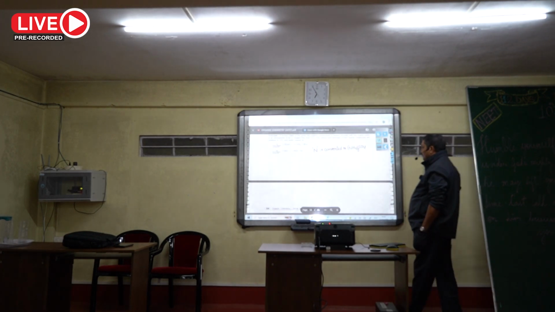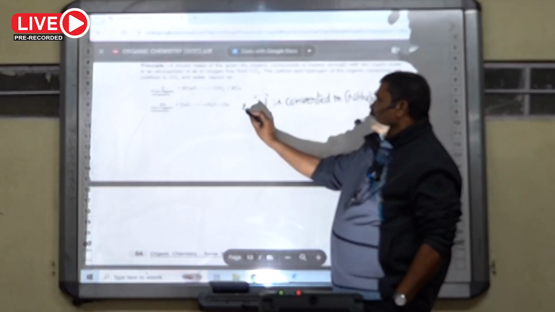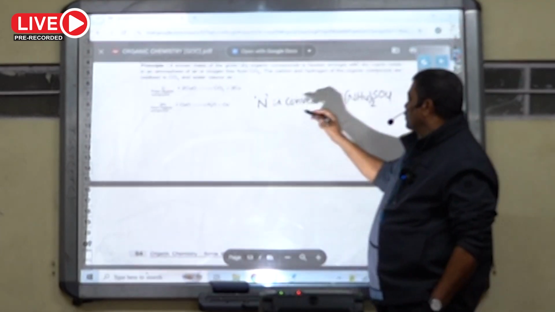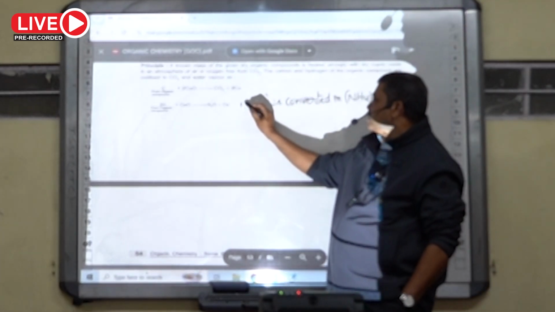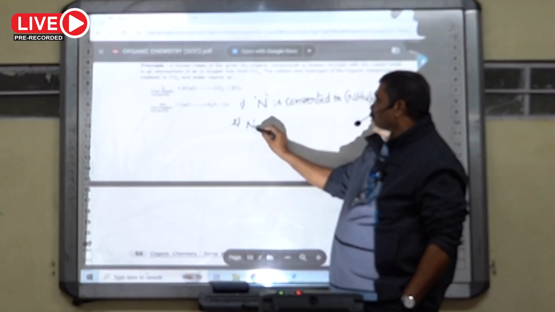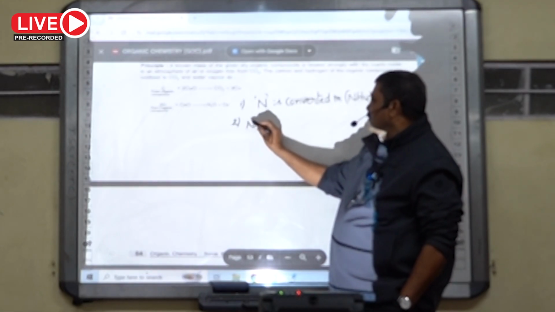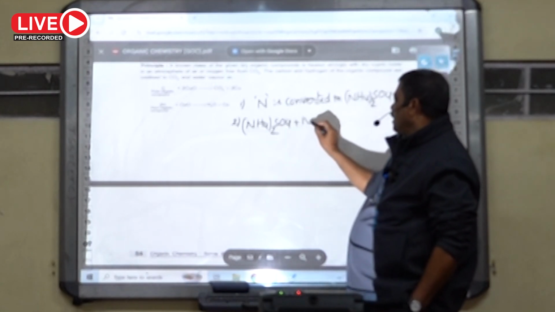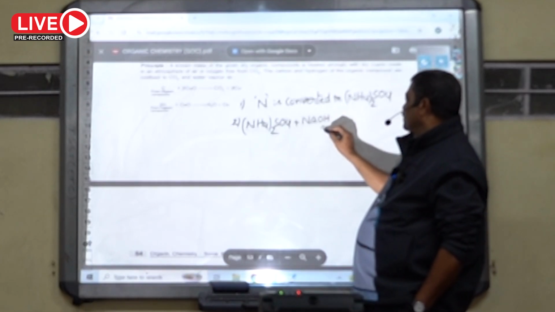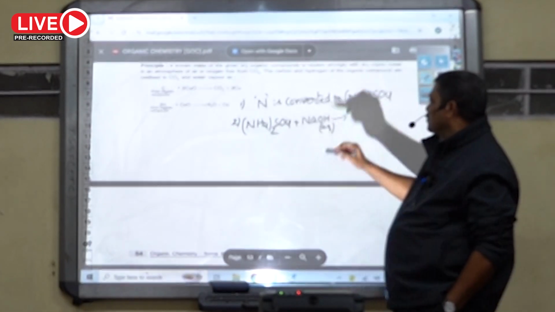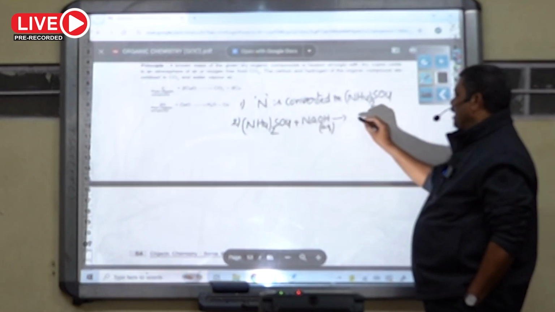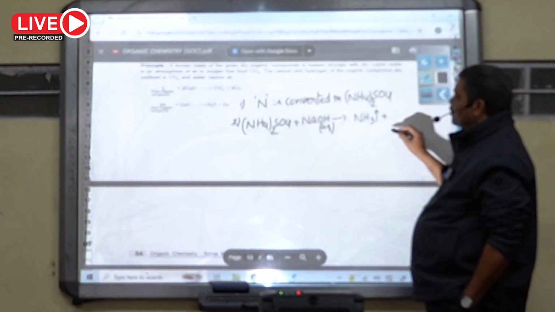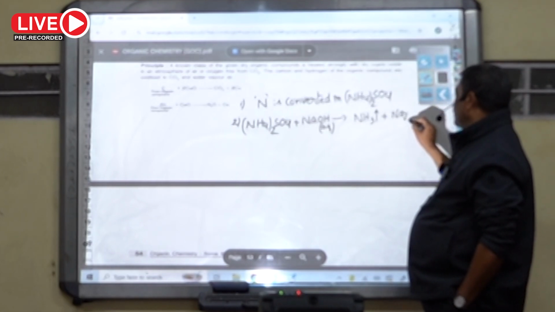Next, in the second step, this is first step. This ammonium sulfate is treated with NaOH. So that ammonia gas is liberated, plus Na2SO4.